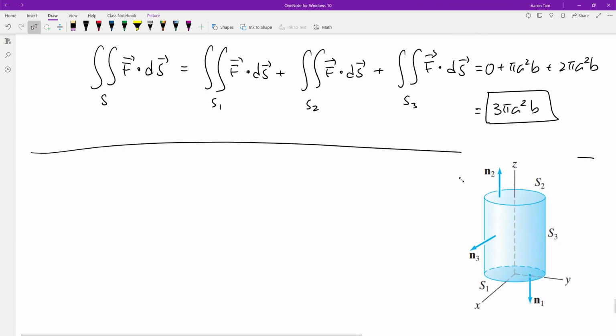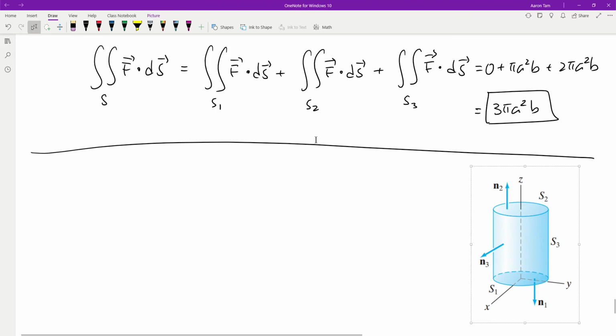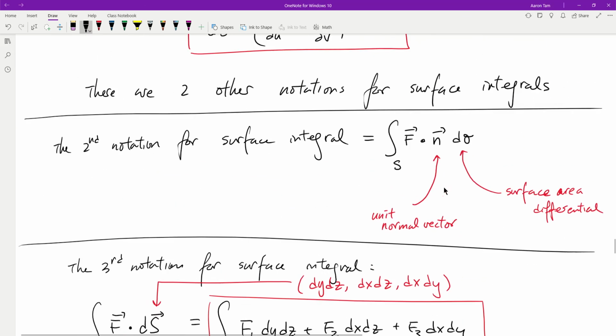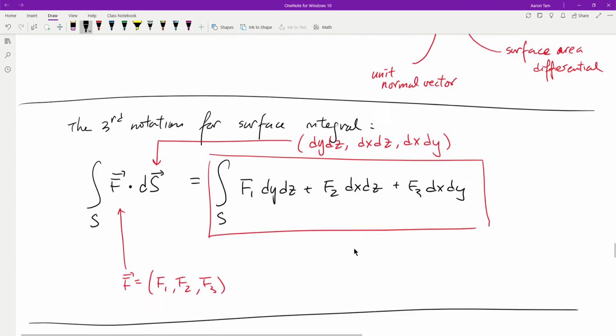So here's my surface, and we have surface 1, surface 2, and surface 3. What I want to do is identify the normal vector. So let's start with normal vector n1. That vector is pointing straight down. As a matter of fact, we should already know that it is just 0, 0, -1. That would be the normal vector pointing straight down. Notice that it is a unit vector.